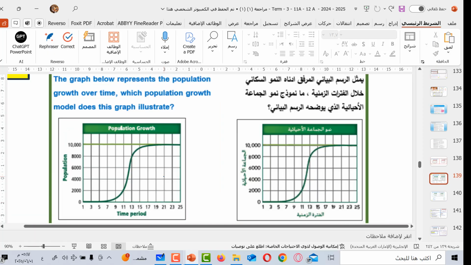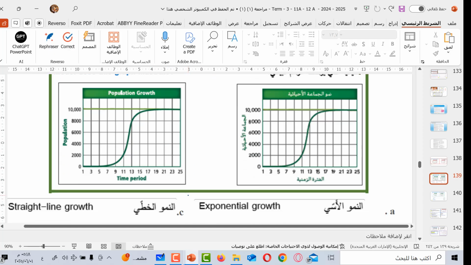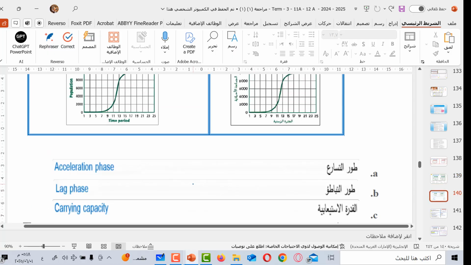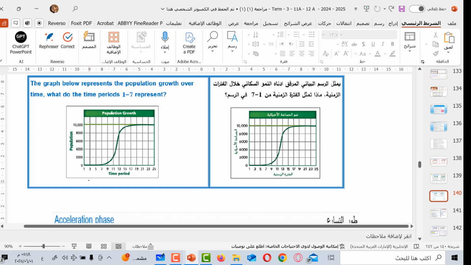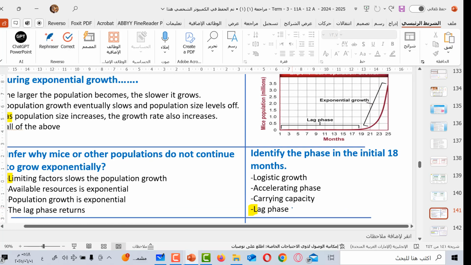سؤال آخر بيسأل على الشكل اللي احنا شايفينه ده، الـpopulation growth ده اسمه إيه؟ بنقول إنه عبارة عن logistic. كويس، اللوجيستيك حتى بالعربي اسمه لوجيستيك. أوكي، طيب هنا بيسأل from 1 to 7، المنطقة دي اسمها lag. كويس، فين الـlag؟ أهي حالة التباطؤ. أوكي، طبعا زي ما أنا قلت الحاجات دي لازم تتحفظ.